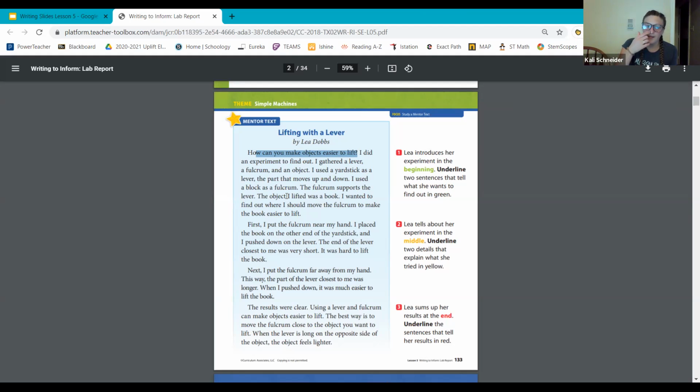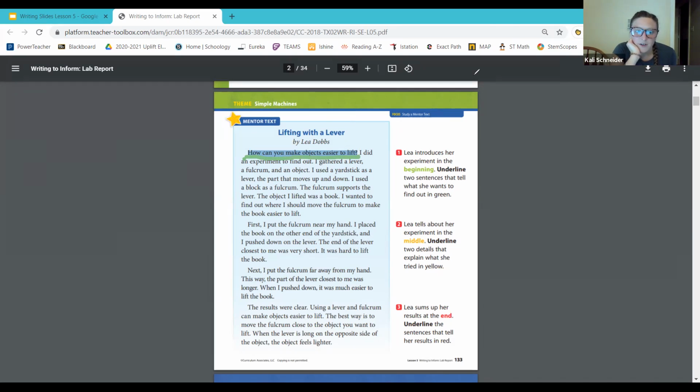Okay. So in the beginning, we can see number one, Leah introduces her experiment in the beginning. Underline the two sentences that tell what she wants to find out in green. Well, we know the question right here, we said in the beginning, how can you make objects easier to lift? That is her question that she's going to be trying to answer. So I'm going to go ahead and annotate on here, and we're going to underline. And if you don't have the book with you, just write down her question. How can you make objects easier to lift is her question. All right, she said, I did an experiment to find out.